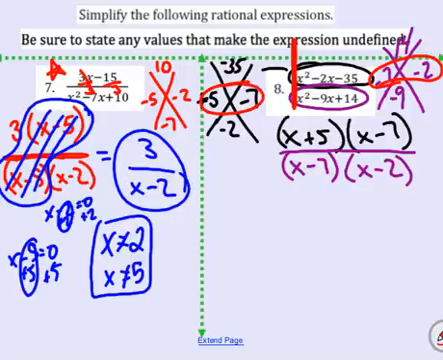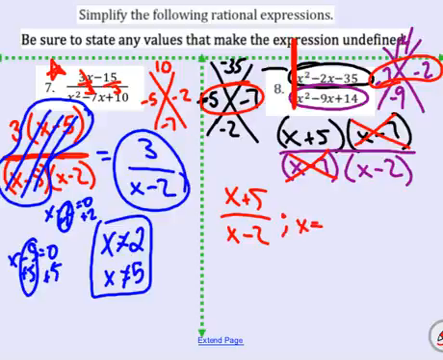Now looking at that, this x minus 7 on bottom is going to cancel with the x minus 7 on top. Your final answer here is going to be x plus 5, and I'm going to drop the parentheses, actually. I'm just going to write x plus 5, x minus 2, and then maybe like a semicolon here.